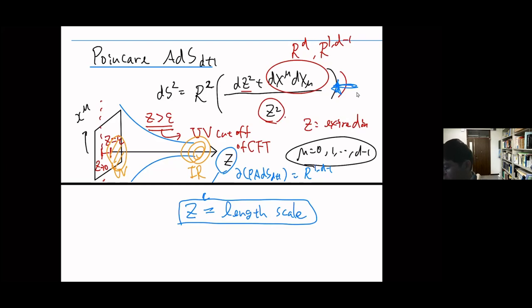And you can see this length scale relation. This metric has a symmetry, which corresponds to the scale transformation of the conformal field theory. It is dual to the scale transformation of the CFT. That means rescaling X, but at the same time rescaling Z. This shows that Z is related to a length scale.